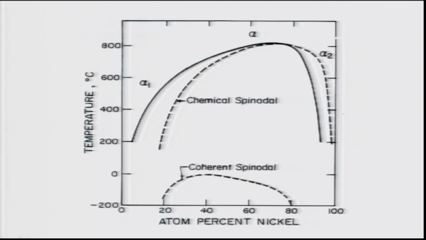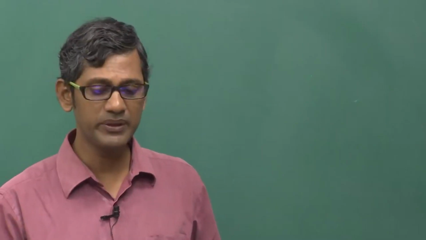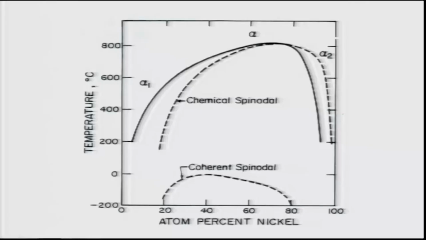Now, before I go to the kinetics of these transformations, let me just show you a few of these important phase diagrams and microstructures in the next 4-5 minutes. This is, I think, the phase diagram between nickel and cobalt. As you see here, there is a chemical spinodal here, and the alpha is going to transform into alpha 1 and alpha 2, and there is a coherent spinodal which we will discuss later, maybe next class. But that is how the phase diagram looks.